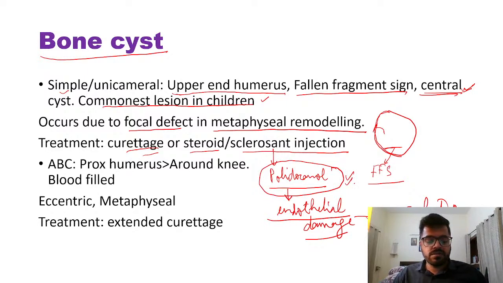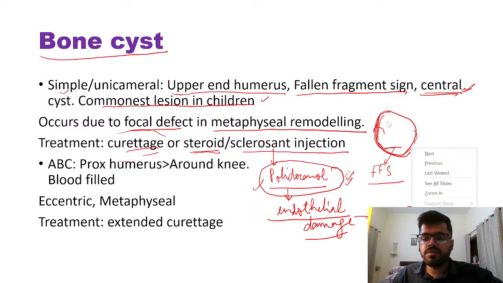Polidocanol is used as a sclerosant in simple bone cyst. It is also used in varicose veins, polidocanol. Steroid injection can be done to prevent recurrence, and curettage is the surgical treatment. Curettage is basically scraping off the walls of the cavity. We scrape off the walls of the cavity and remove all the cells from the cavity.